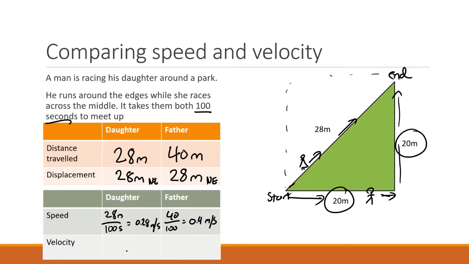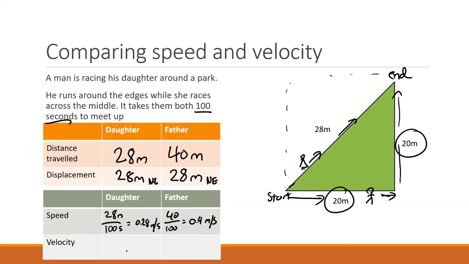Because the father has to run a longer distance, he has to run faster. If the father ran the same speed, then the daughter would get there and she'd have to wait for the father to get there. So they have to run at different speeds.